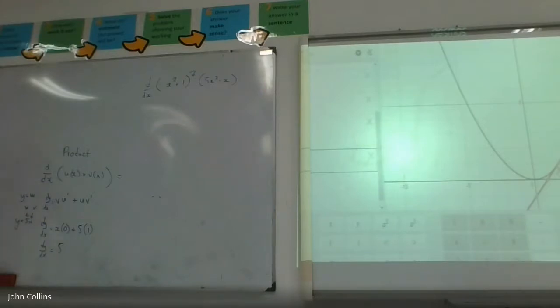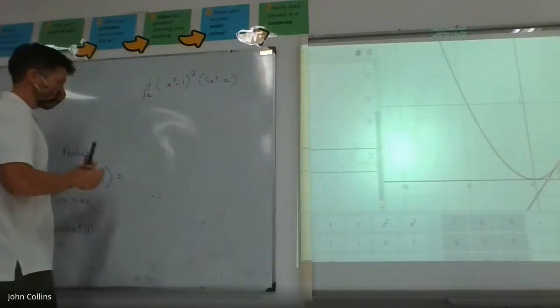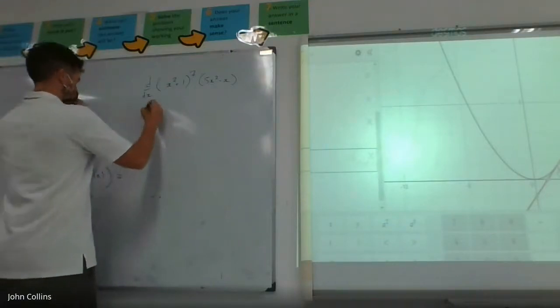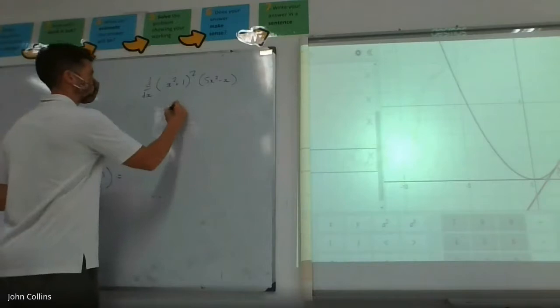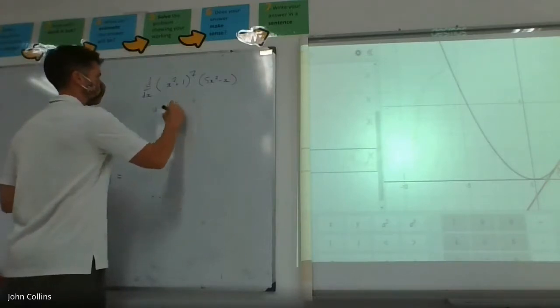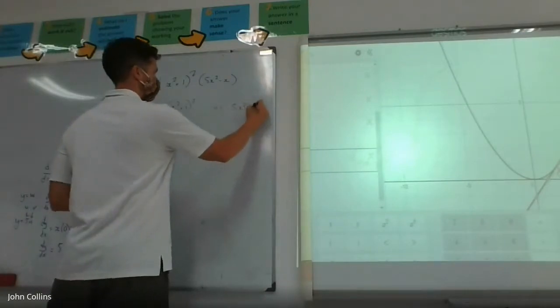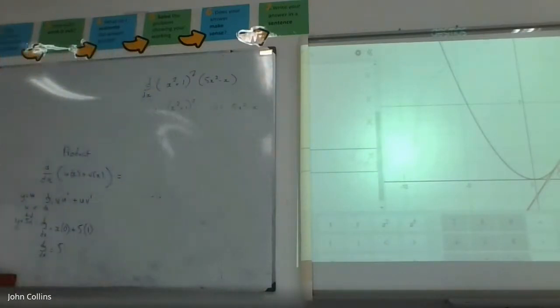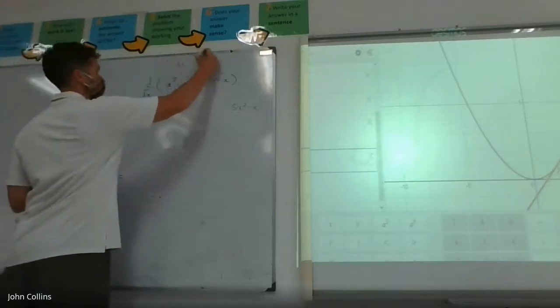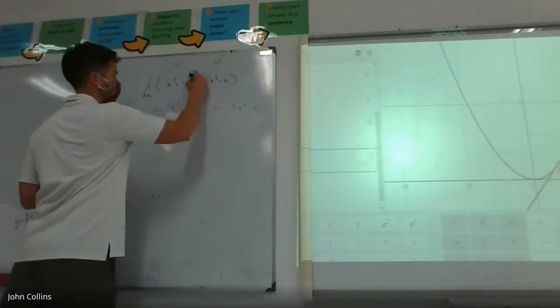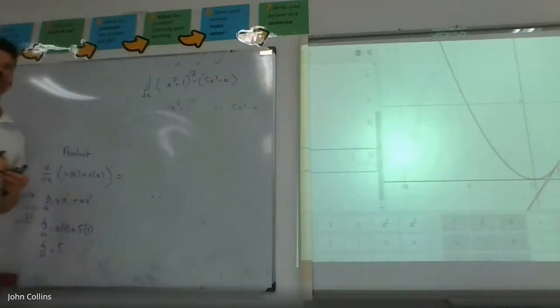So I must first define u and v. u, let's use a different color, is going to be x squared plus 1 to the 7. And v is going to be 5x squared minus x. So I have defined them separately because I know that this is u times v. There's the times here if you want.